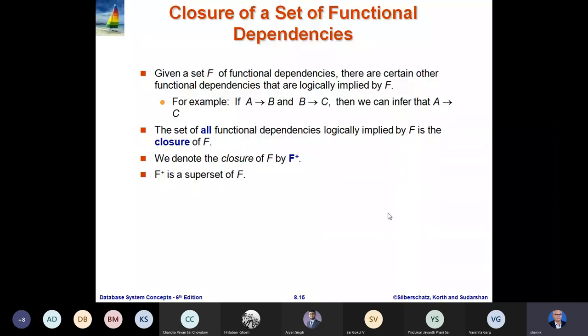I'm sorry, on a relation schema R. Okay. So now we are saying that if we are given a set of such functional dependencies on a schema R, and we denote this set of functional dependencies by uppercase F, then there are certain other FDs that are logically implied by F. For example, if we have these two FDs, A determines B and B determines C, and these are two functional dependencies, say F1 and F2 in the set F of functional dependencies, then it can be inferred that A also functionally determines C.